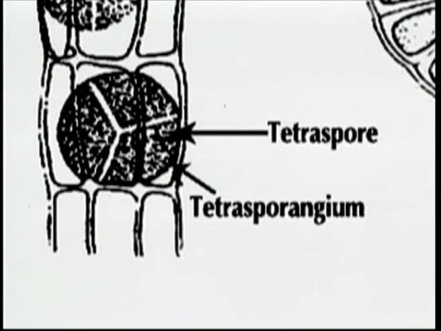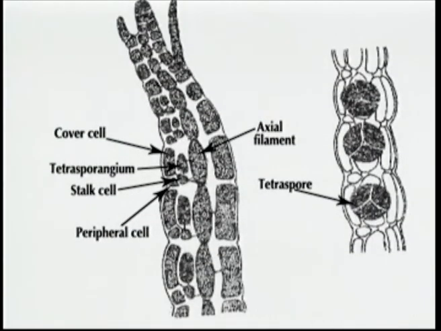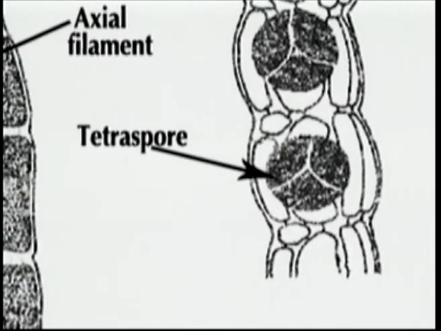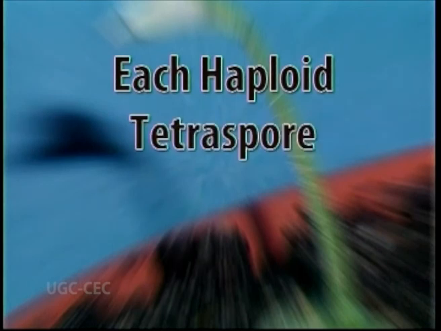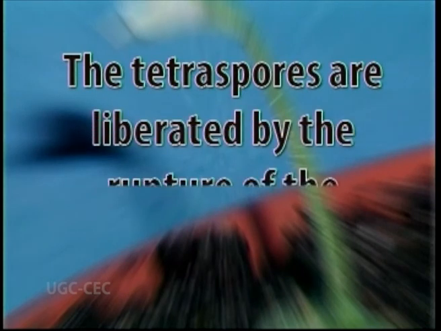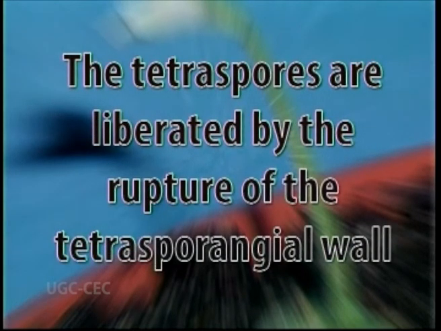The diploid nucleus of the tetrasporangium divides by meiosis to form 4 haploid daughter nuclei, which are arranged in a tetrahedral manner. This is followed by the cleavage of the cytoplasm of the tetrasporangium from the periphery towards the center. The resultant 4 uninucleate meiospores are called the tetraspores. Each haploid tetraspore contains 20 chromosomes. The tetraspores are liberated by the rupture of the tetrasporangial wall.